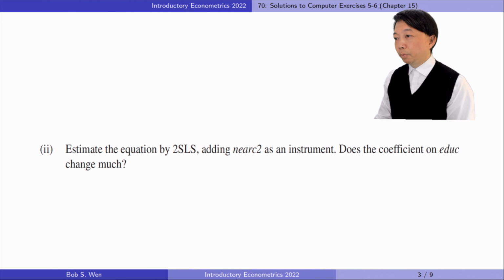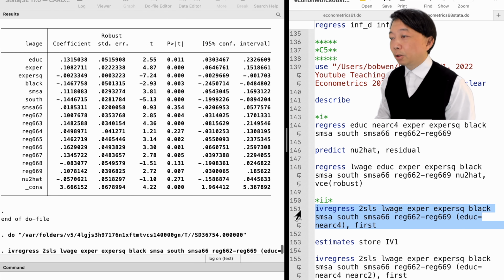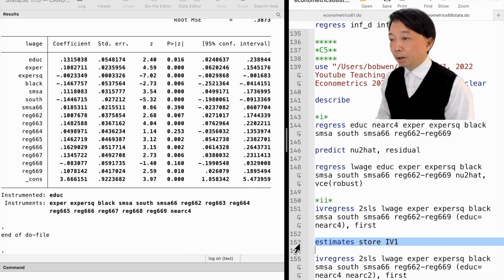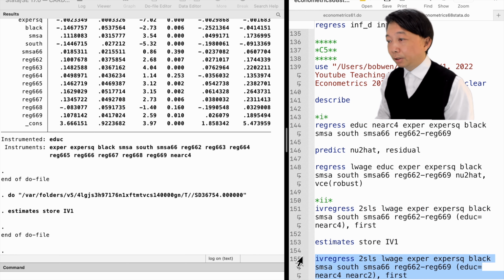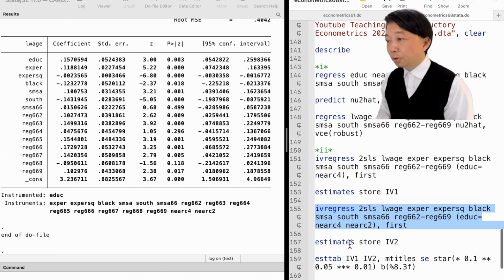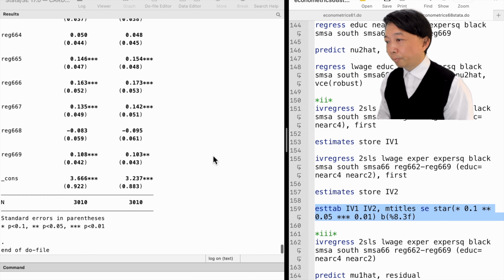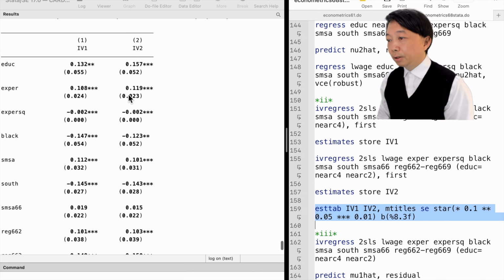In Part 2, we estimate the equation by two-stage least squares, adding near C2 as an instrument. Does the coefficient on education change much? We estimate the equation by two-stage least squares with one additional exogenous variable and store the results. Then we estimate the same equation by two-stage least squares with two additional instrumental variables. We compare the estimates in the table.